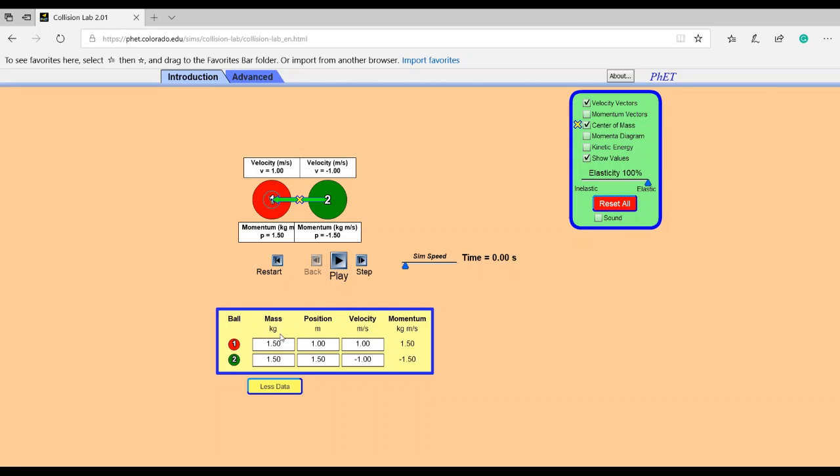So if we change a couple of things, say we change the mass of ball 2, and then we change the velocity of ball 1, let's see what happens. So we have ball 2 going this way into ball 1, and ball 1 going the opposite direction with more velocity. So now ball 1 has more velocity going in the opposite direction, and ball 2 has lost some velocity.